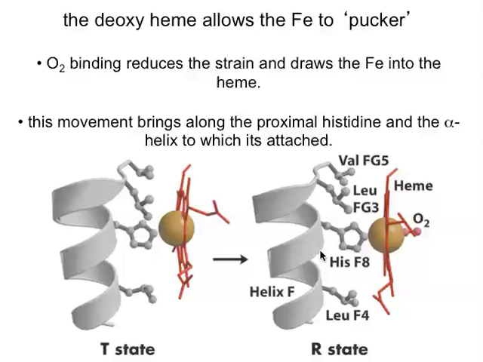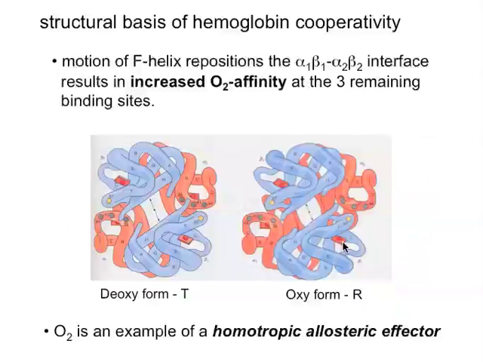Remember that this helix F doesn't exist in isolation. It's interacting with other helices in hemoglobin, and so that simple change can be transmitted to the other monomers in the tetramer, to induce a change in the affinity of the other sites. Motion of the F helix repositions the alpha 1 beta 1, alpha 2 beta 2 interface, resulting in increased oxygen affinity at the remaining 3 binding sites.